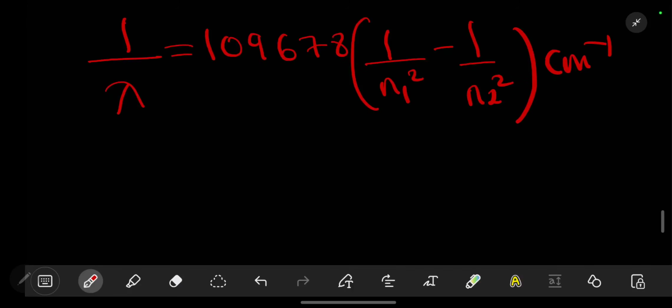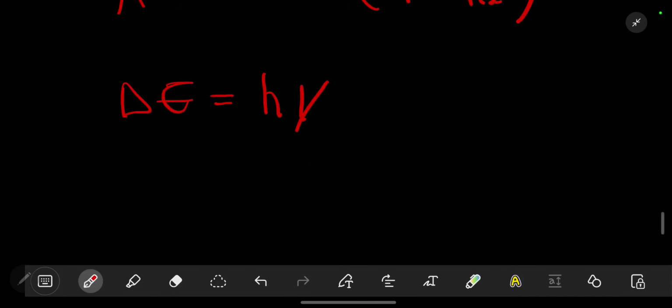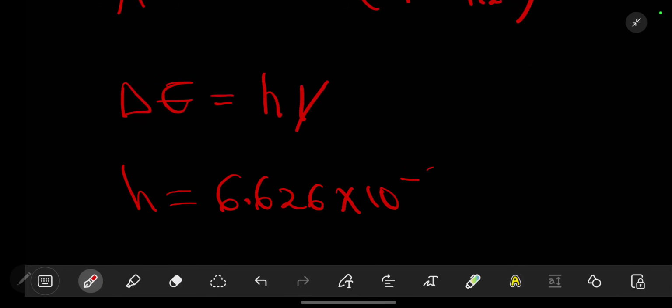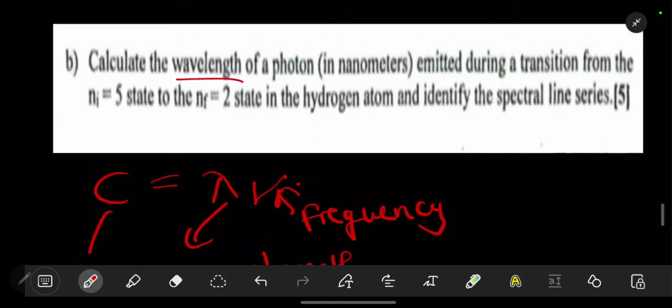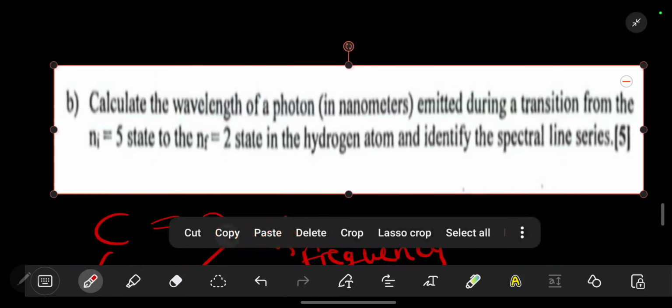Or there is the change in energy, which can be calculated as being equal to the Planck's constant times the frequency. So this is the amount of energy. You should know some of the things: Planck's constant is equal to 6.626 times 10 to the power negative 34. So this is the value for Planck's constant. So now let's answer this question using the two methods and see.